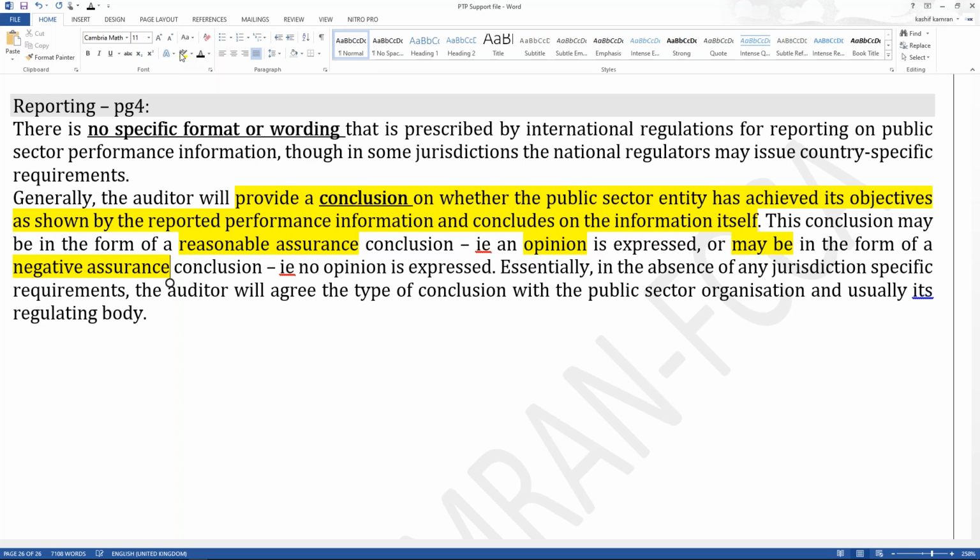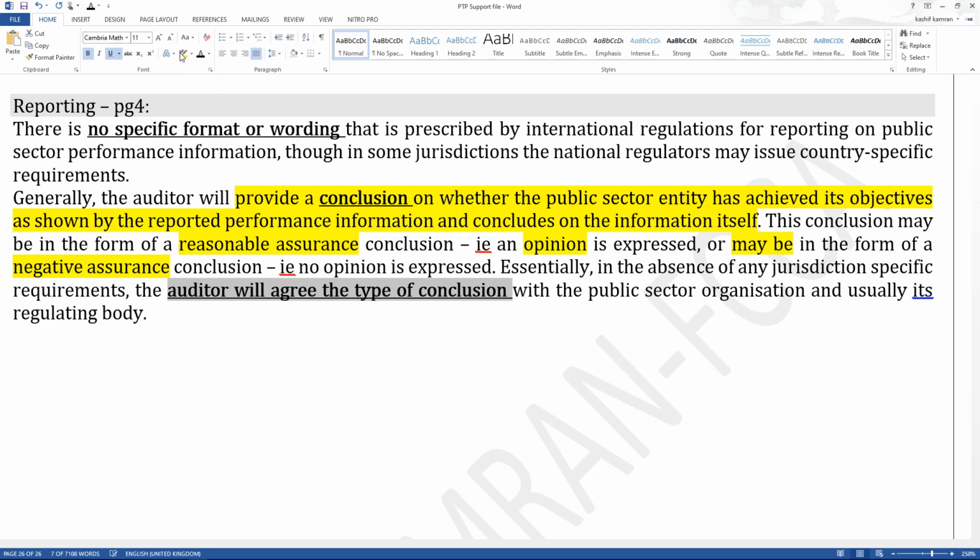So if a question comes in the exam, on matters to consider when your audit firm is invited to accept an audit of performance information, will you consider a matter that you should discuss with management the level of assurance before you accept the invitation to audit the performance information? Will that be important? Right? So that means the auditor will agree the type of conclusion with the management. So that's important. So is there any defined level of conclusion, everyone, for the audit of performance information?